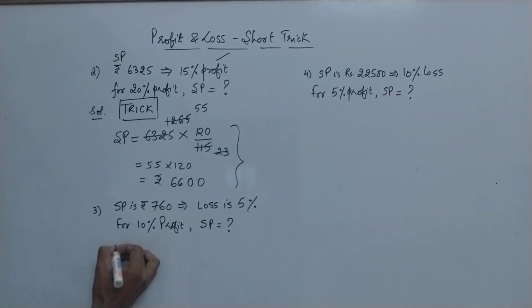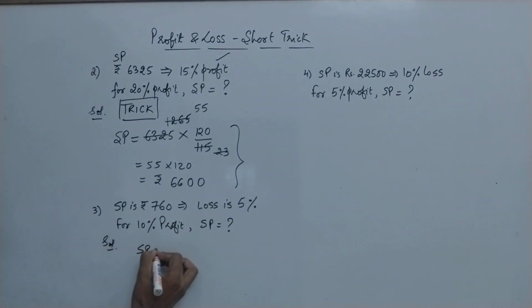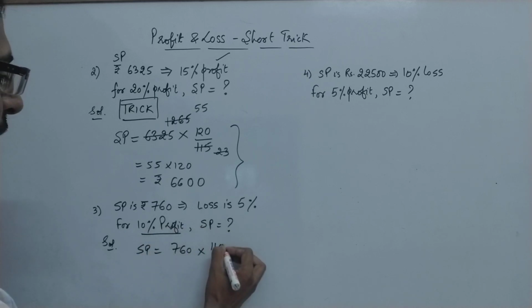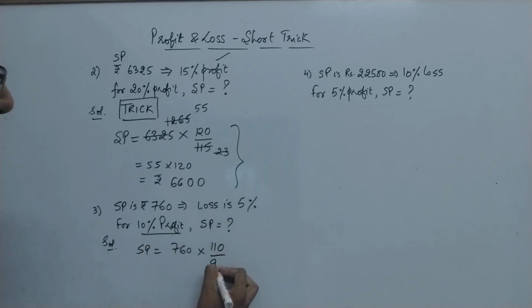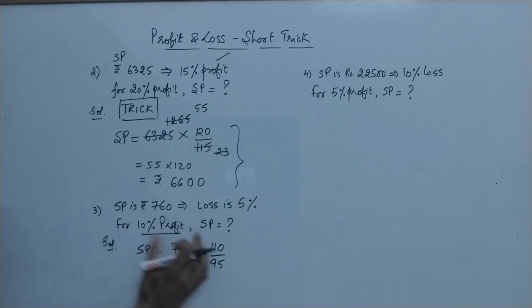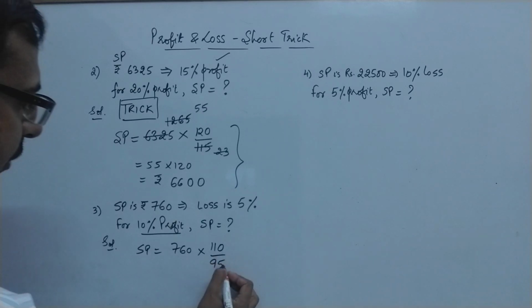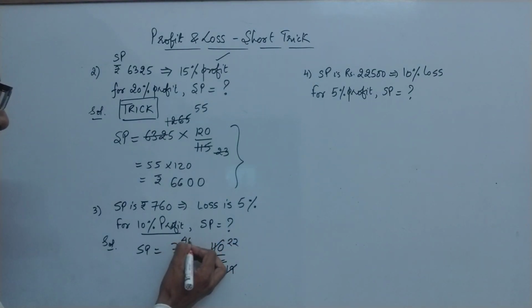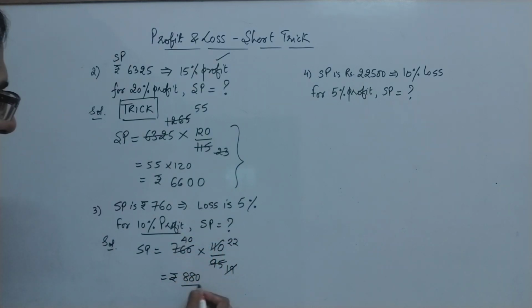Let's see this one. In the solution, just write selling price directly. 760 multiplied by, in the second case we have 110 because this is 10% profit, and in the denominator, loss is 5%, so we have 95. 100 minus 5 is 95, that will come in the denominator. Always remember, what is required comes in the numerator and what is given comes in the denominator. Now you can cancel this again. Here we have 19 and here we have 22. 19 goes exactly 4 times 40. 22 into 4 is 88. So 880 is the answer of this question.